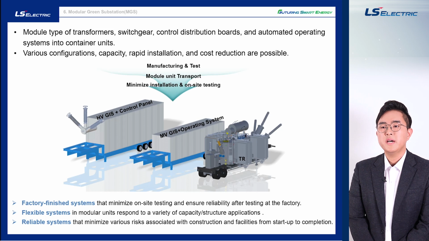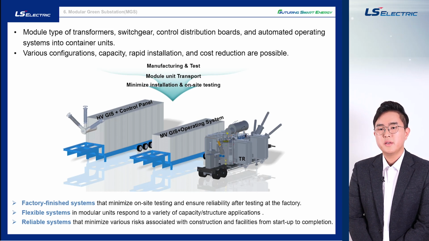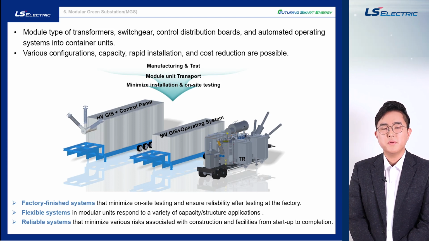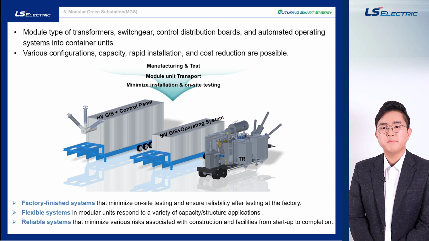Let me introduce one of the E-house applications, the modular green substation, which is called MGS. MGS can modularize transformer, switchgear, control switchboard, and operating system on a container basis. Therefore, it can quickly install the power system with various configurations and variable capacity, considering operational purpose and surrounding environment. Just like the advantages of the E-house mentioned earlier, we can pre-manufacture, pre-assemble, and conduct a series of tests, so it can minimize risk factors.